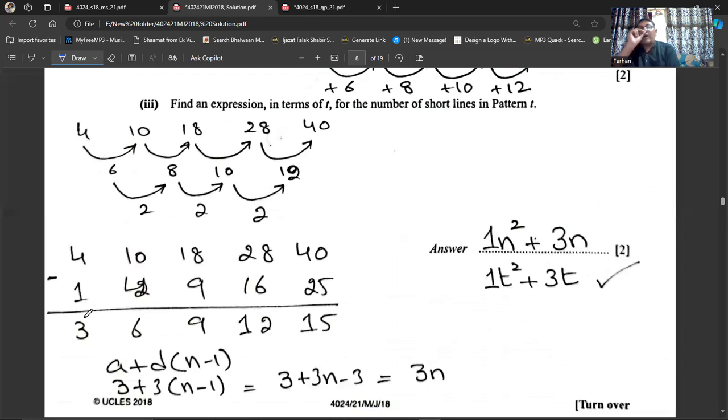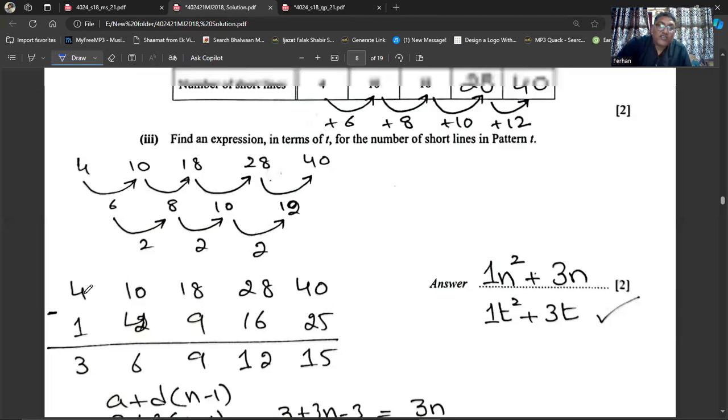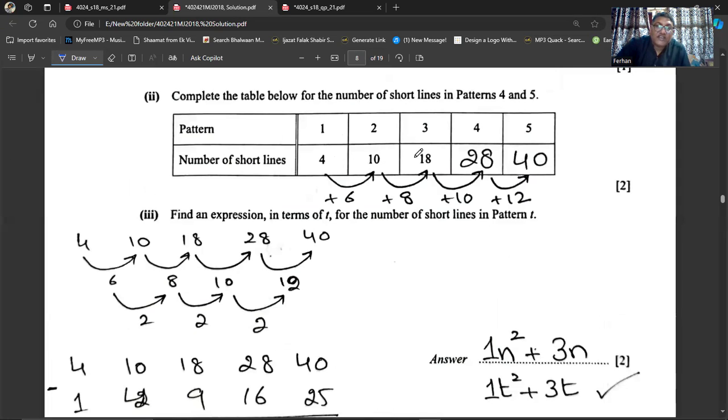Then we have a very important question. It says, find an expression in terms of t for the number of short lines in pattern T. Okay, so this is a quadratic sequence. You can see 4, 10, 18, 28, and 40. So the first differences are 6, 8, 10, and 12. The first difference is not the same, so I will find the second difference between them. The second difference is 2, 2, 2. When the second difference is the same, that shows it's a quadratic sequence.